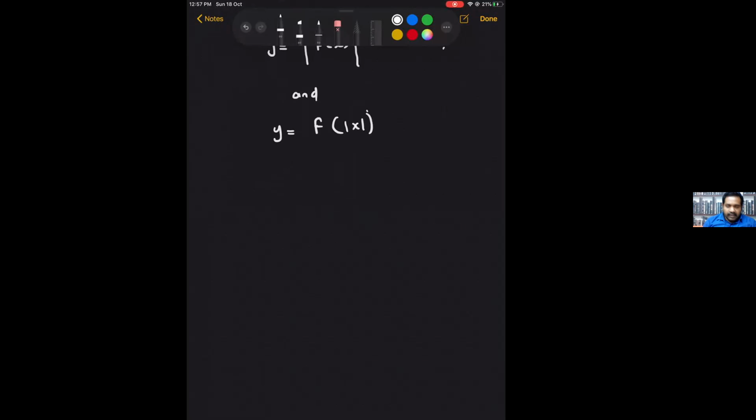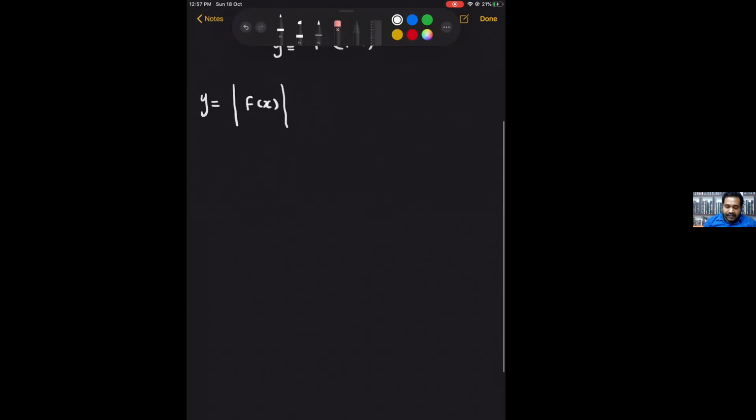We'll start with discussing sketching of y is equal to modulus of f of x. How to sketch the graph y is equal to modulus of f of x? We'll start by considering a function, say f of x, where f of x is equal to y. Then I will use that graph to explain how to sketch y is equal to modulus of f of x. Is it fine?